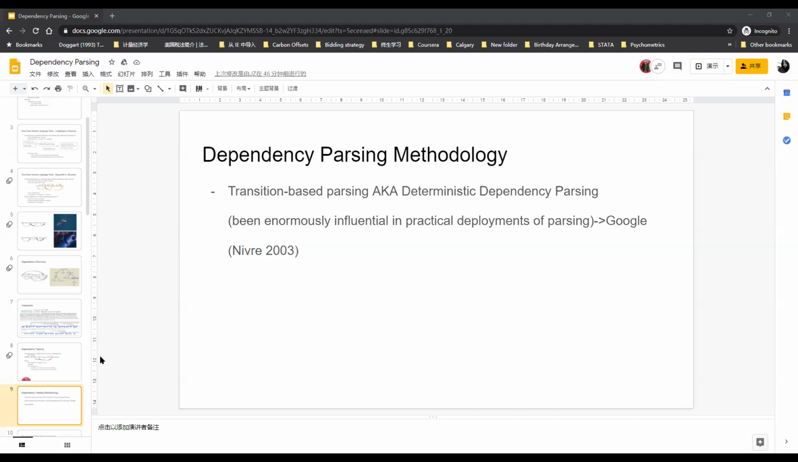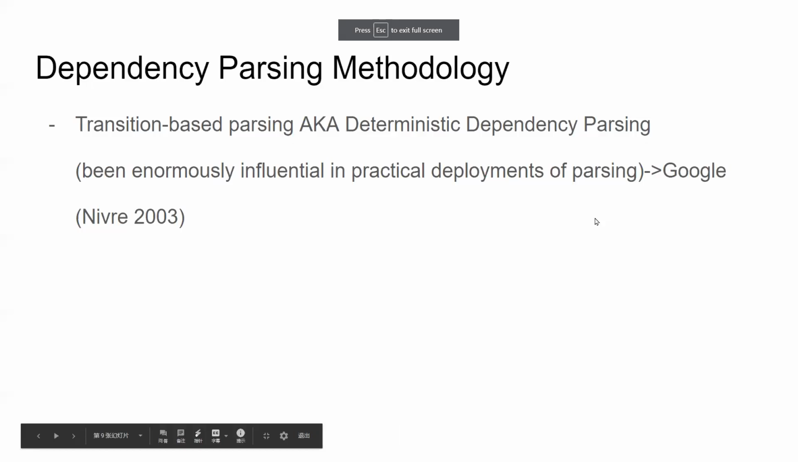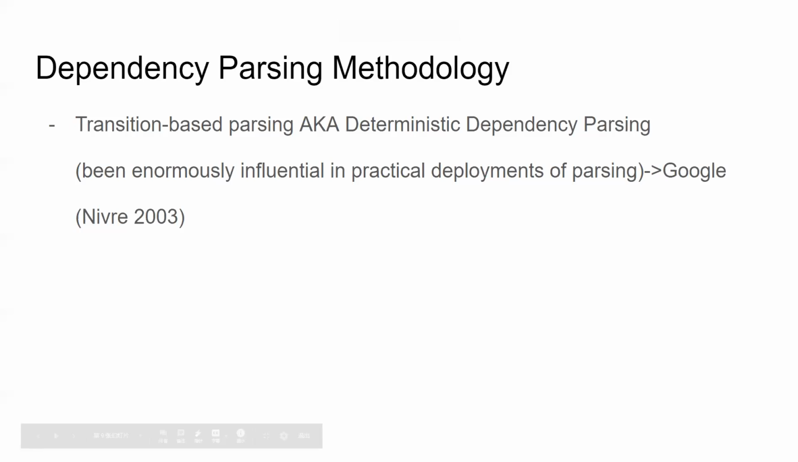Okay, great. So now I'm going to talk about the method of dependency parsing called transition-based parsing. It's also called deterministic dependency parsing. It has been enormously influential in practical deployments of parsing. When Google parses web pages, what they use is transition-based parsing. And this method was mainly popularized by Nivre in 2003.